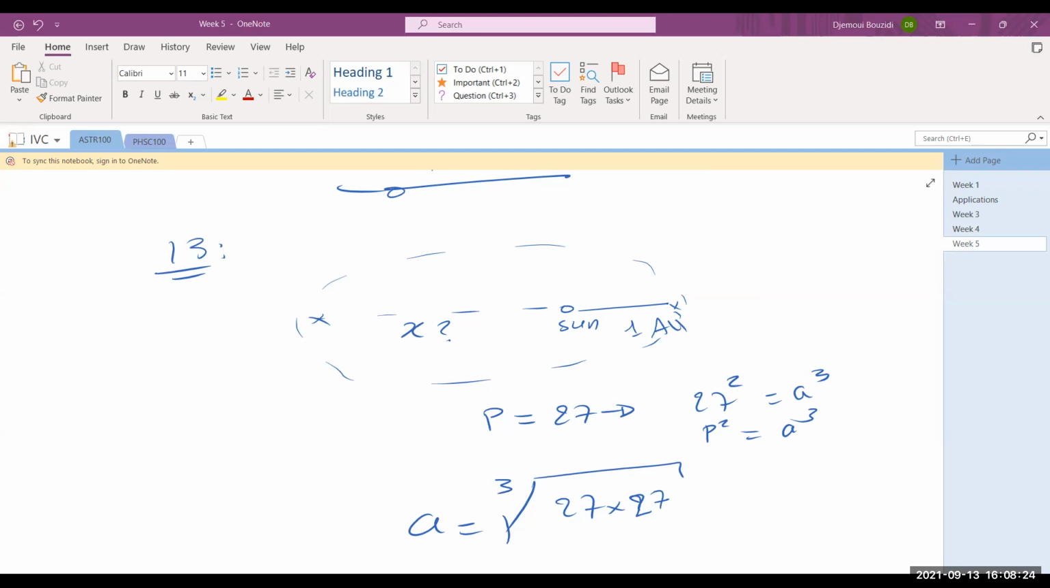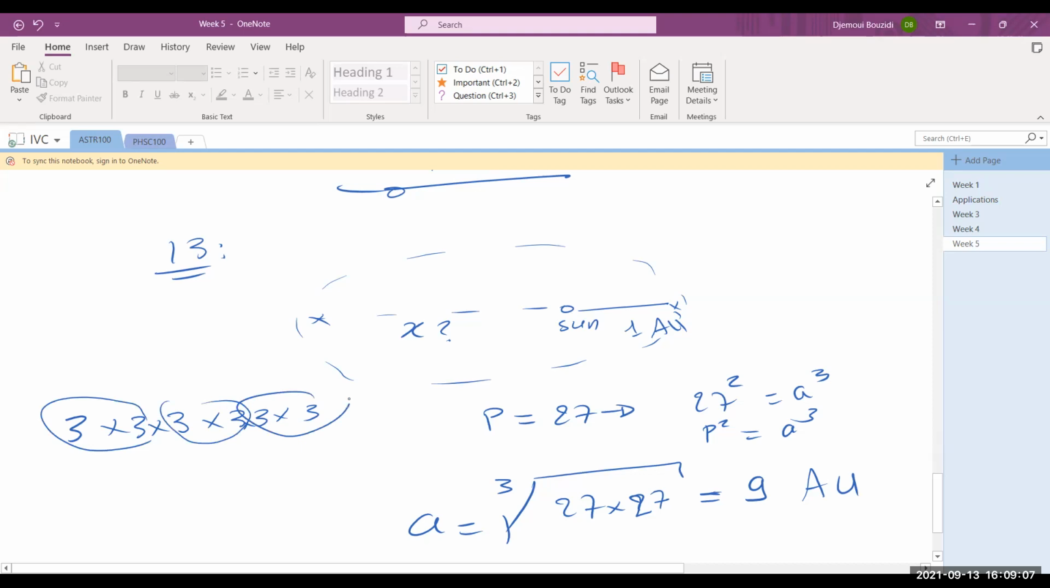Let's be accurate in here. We're going to find 27 times 27 and take the cubic root of the whole thing. So you really need a calculator that has a cubic root in it. And if you don't have one, please let me know so that we can see how we can do this one. Okay, this one is 9. 9 AU, according to the calculator. 3 times 3 times 3, I'm trying to check it, okay? If I take the cubic root, yeah, it's 9, it's correct. So it's 9, that's easy.